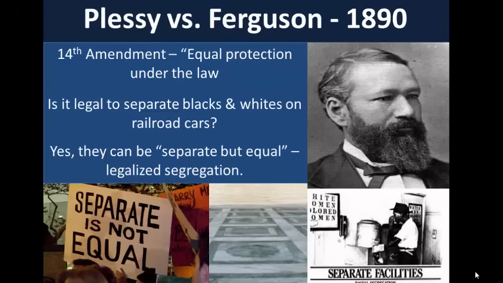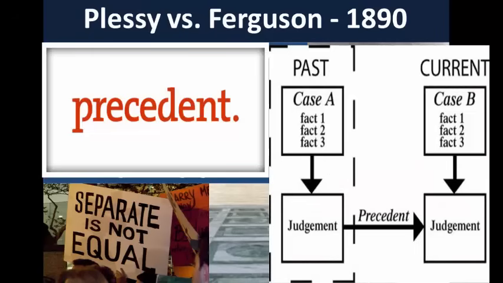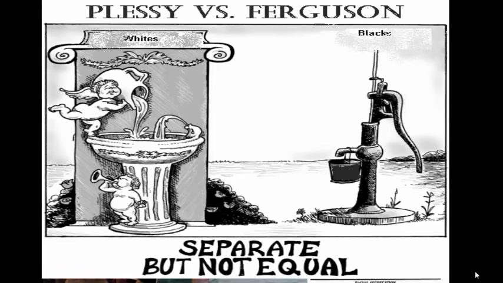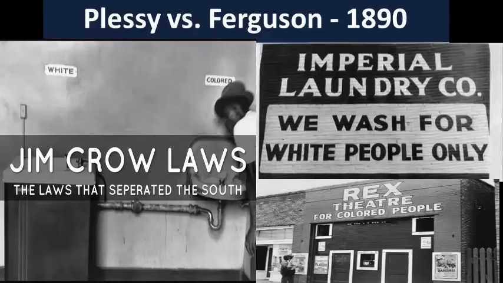The precedent, and again, all of these cases establish precedents, which are rules that will guide future cases. The precedent allowed segregationist laws to spread throughout the South. They're often referred to as Jim Crow laws that provided different accommodations between blacks and whites for everything from water fountains to restaurants. Signs went up all over the South as a result of this case.